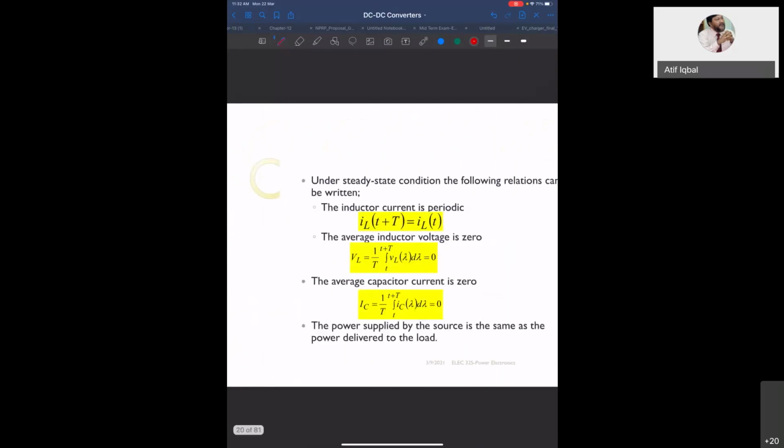The inductor current is a periodic current, and it follows this relationship. The average inductor voltage is always 0. The average capacitor current is 0. The power supplied by the source is the same as the power delivered to the load if we assume lossless components. If the switches, the inductor and the capacitor are assumed to be lossless, then whatever power is supplied by the source is the same as the power coming to the load.